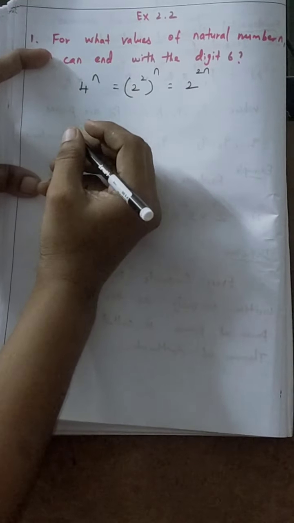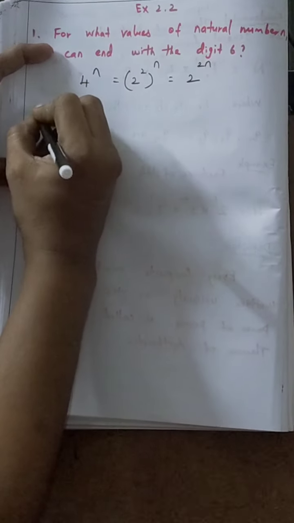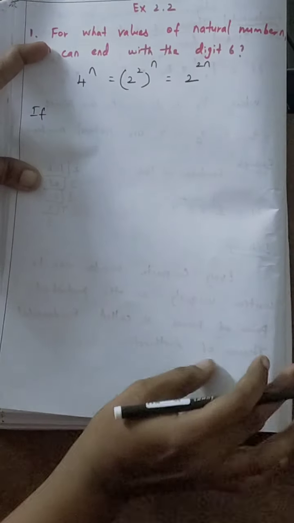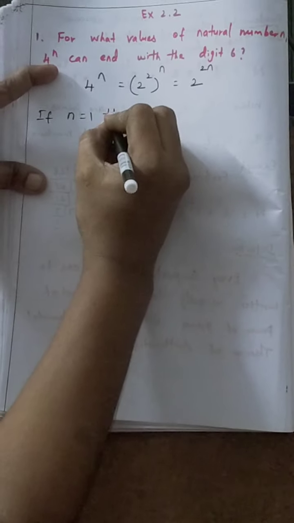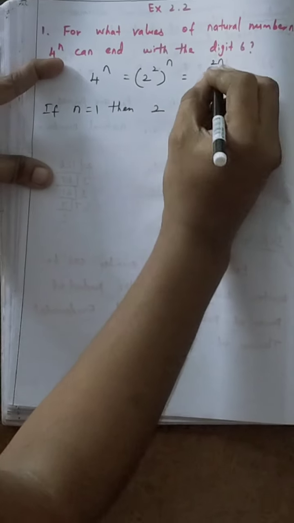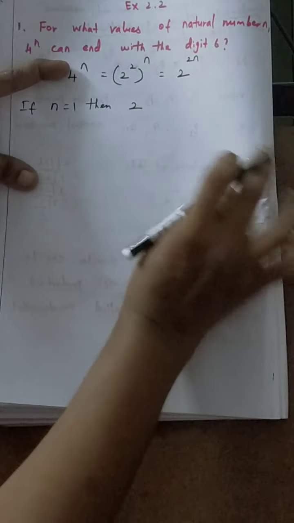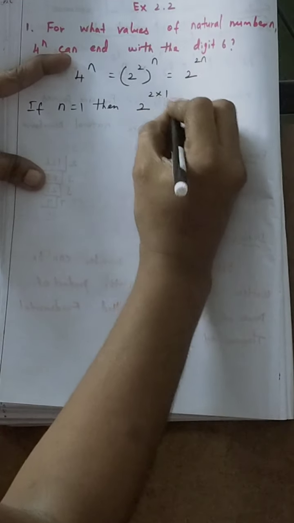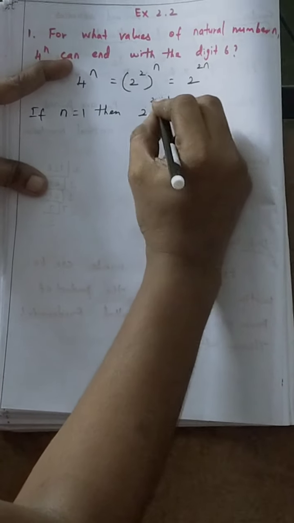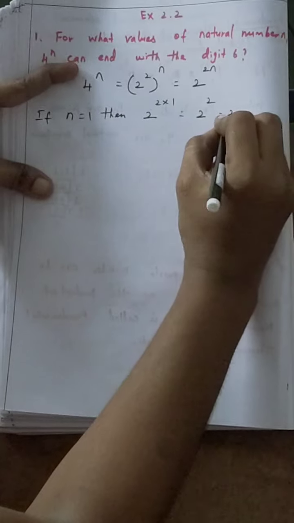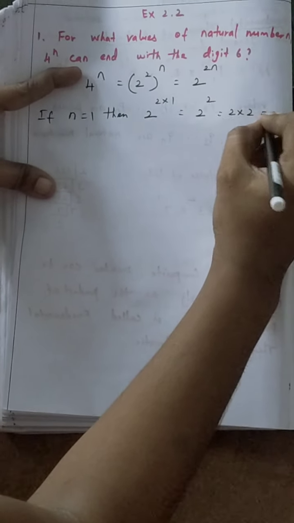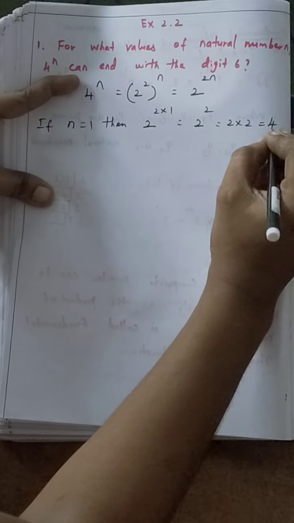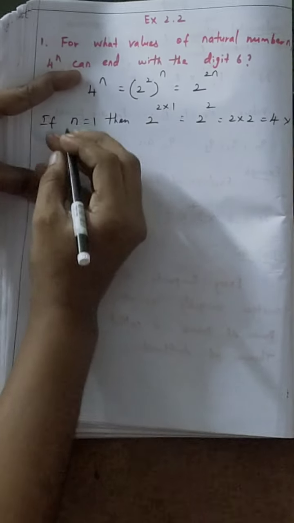Now substitute some values. Since n is a natural number, the first value is n equal to 1. Then 2 power 2n is 2 power 2 into 1, which is 2 power 2. That is 2 into 2, which is 4. The units digit is 4 only, so the first value is not possible.